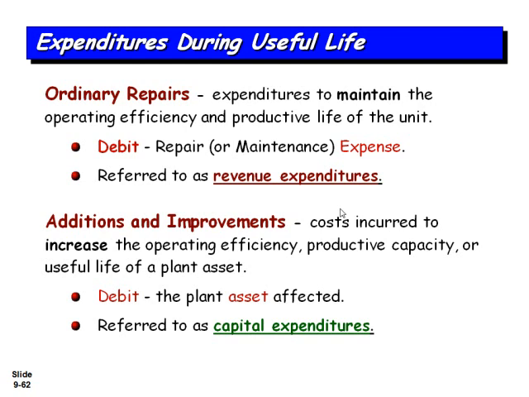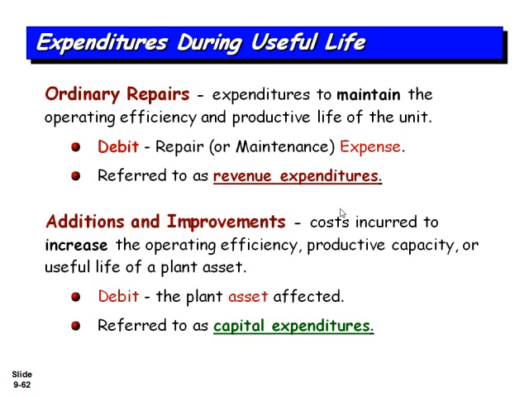So what do you do? You get a bill for an oil change, $50. You debit repair expense and credit cash. And this is called a revenue expenditure, and it's reported on the income statement as an ongoing expense. It's a regular expense.